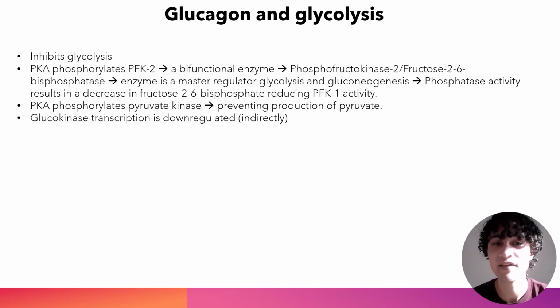Now, protein kinase A can phosphorylate a bifunctional enzyme called phosphofructokinase 2/fructose 2,6-bisphosphatase, and which domain is inhibited will directly depend on fructose 2,6-bisphosphate levels. Now, this enzyme is considered a master regulator of both glycolysis and gluconeogenesis. So when fructose 2,6-bisphosphate levels decrease, it will reduce the activity of your PFK1 enzyme.